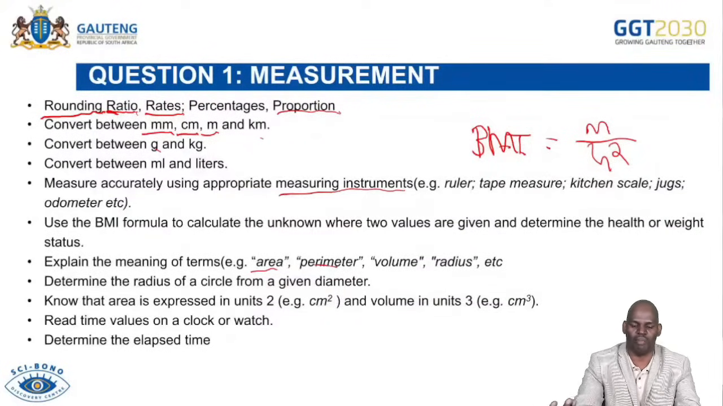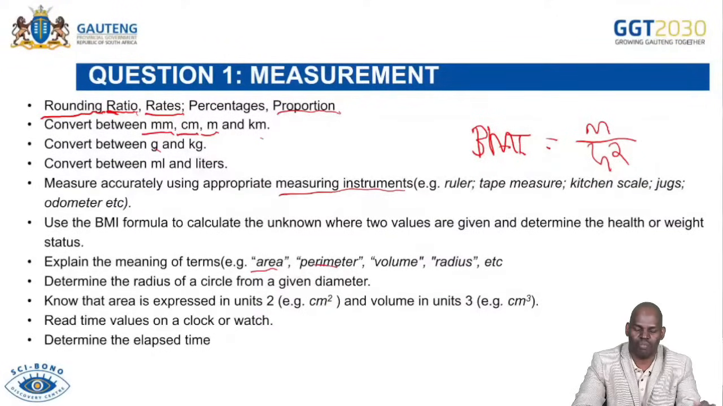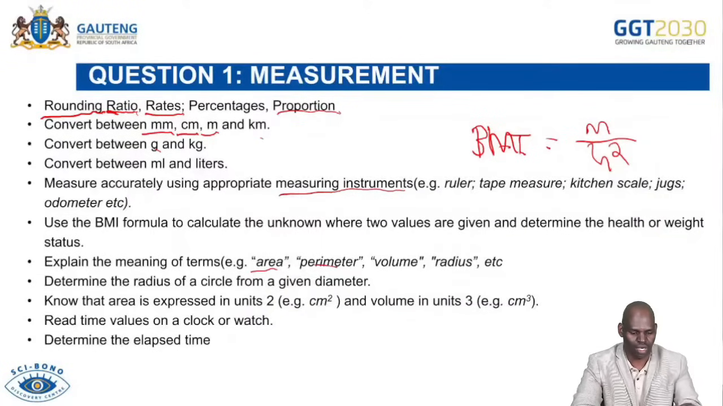And then it's very important that wherever you see a unit of centimeter squared, where you see a meter squared, where you see a millimeter squared, you must know that that unit is for an area. And wherever you see a unit of centimeter cubed or cubic centimeter, you must know that that unit is for a volume. Okay, if you see millimeter cubed, you must know that that unit is for a volume. If you see a meter cubed, you must know that that unit is for a volume.